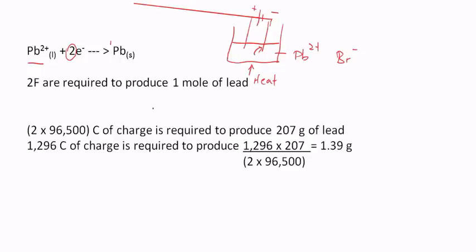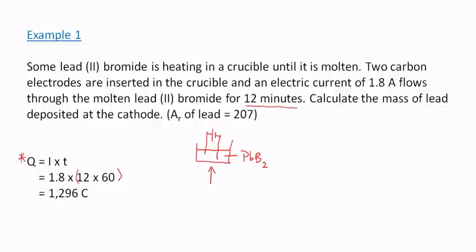Now, we know that 1 Faraday is equal to 96,500 coulombs. So if we have 2 Faradays, it'll be 2 multiplied by 96,500 coulombs of charge that is required to produce 207 grams of lead. Now, where did I get this? If we go back to the question, we see that the relative atomic mass of lead is 207, right? That is required because what that tells you is that 1 mole of lead has a mass of 207 grams.